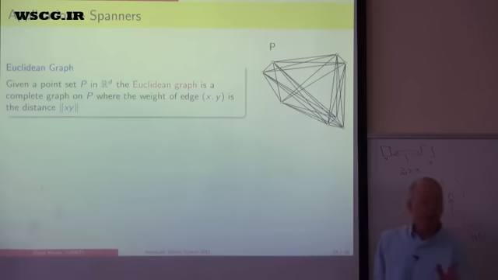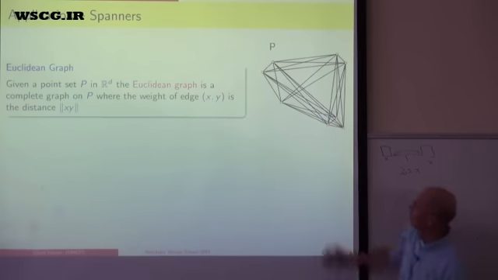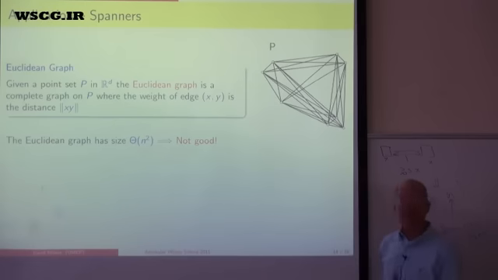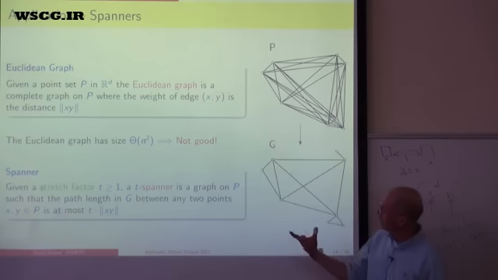The last example I want to give is what is called Euclidean spanners, spanner graphs. So what are spanner graphs? We're given a point set P. The Euclidean graph is defined to be just the complete graph on all these points, where the weight of the edge is just the distance between the points. The problem with the Euclidean graph is its size is quadratic in n, and this is not a good thing. So what is a spanner? Well, if I give you an approximation factor called the stretch factor t, a t-spanner is a graph on the point set such that the path in G between any 2 points is roughly the same as the Euclidean distance.